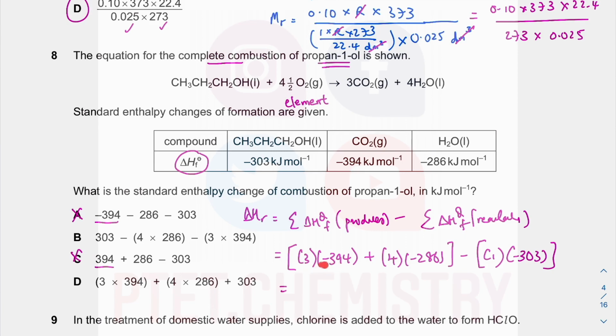The 394 here is minus overall, is minus 394 times 3. Here is a plus, and that is incorrect. Here is a minus overall, is minus, so they move the minus out. You get 3 times 394, and you get minus, they bring out again 4 times 286. The minus and minus they bring out, they become plus 303. So we're left with B.